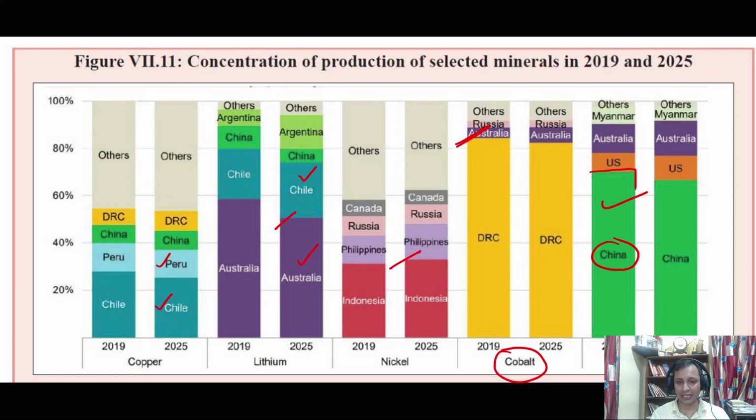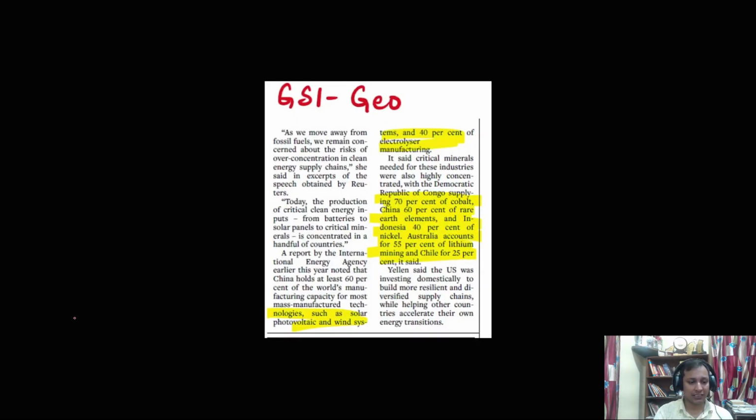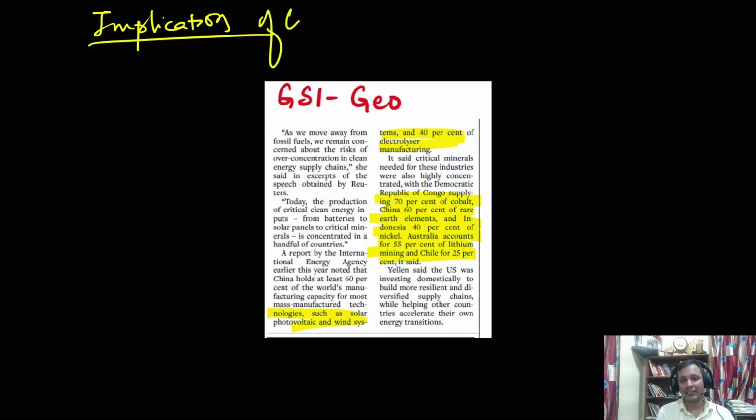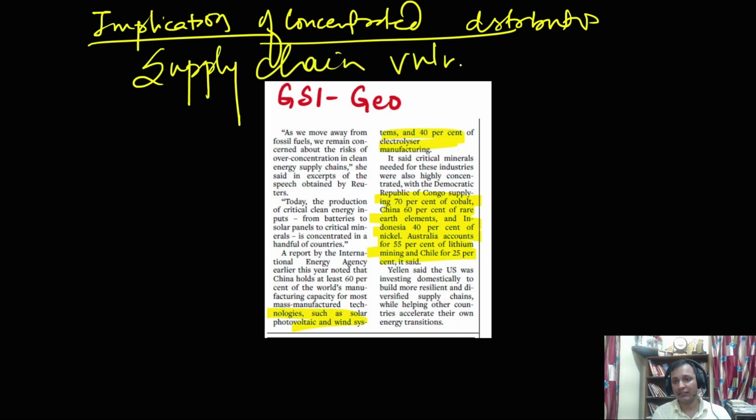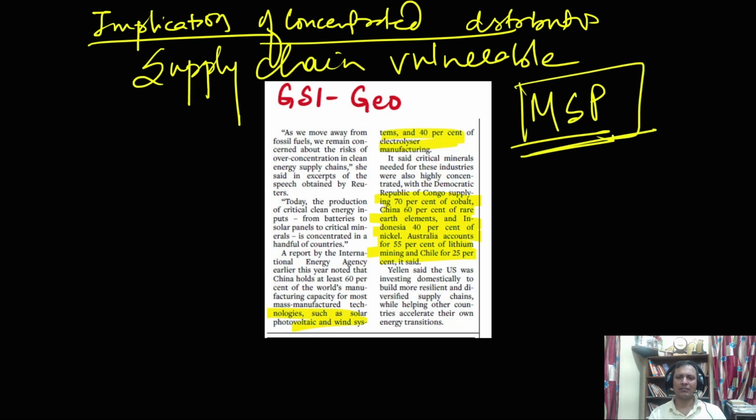Because of that, what is happening is that the supply chain, let me just write down what is happening. Then you will write the implications of concentration, because the question is saying discuss. So the implication of concentrated distribution you will write here, and you will say that it has made the supply chain vulnerable, and therefore India has joined the Mineral Security Partnership, and throughout the world there are such partnerships coming up to secure this critical mineral supply chain.